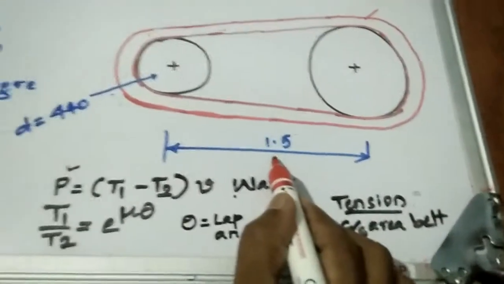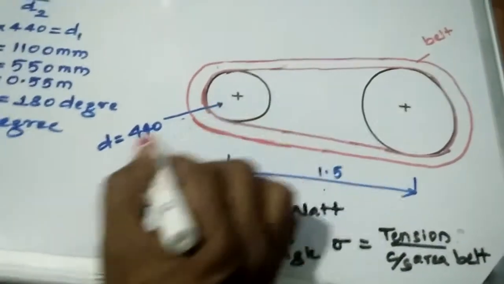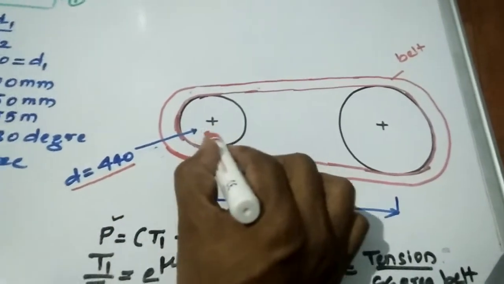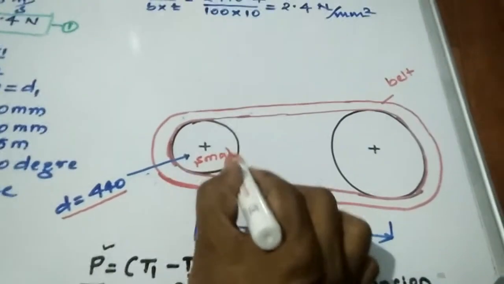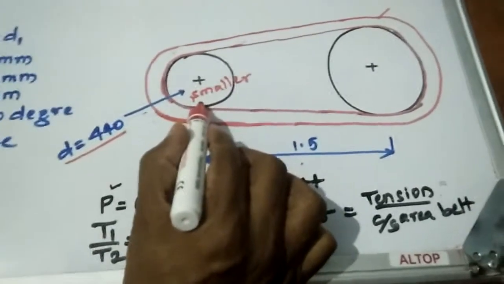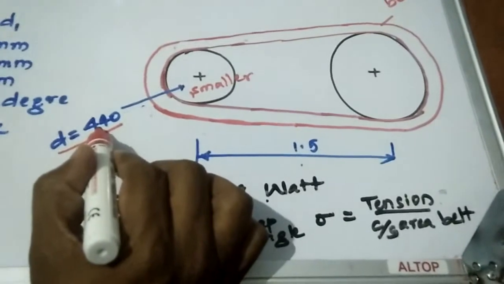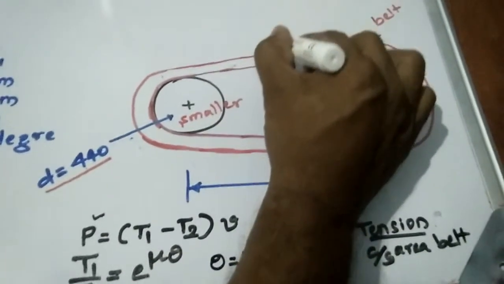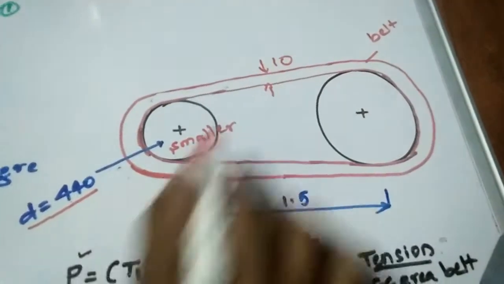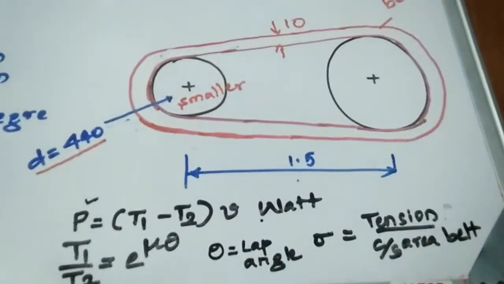The center distance is 1.5. The diameter of the smaller pulley is given as 440. They said it is the smaller pulley; this you also have to remember. Then the thickness is also given, as 10 mm. Then I will go for the solution of the example.